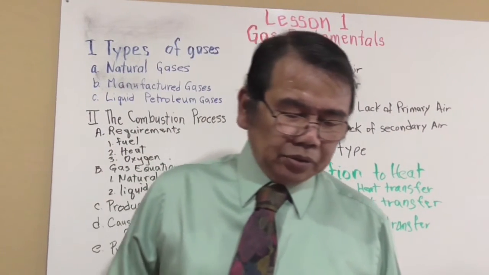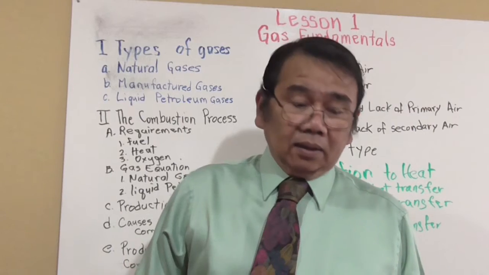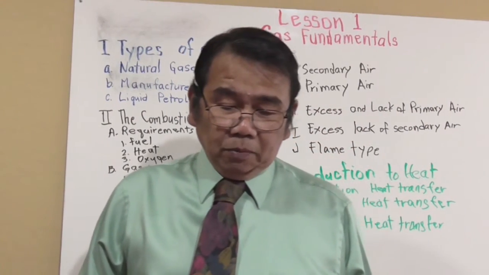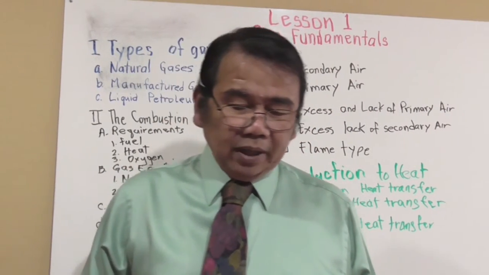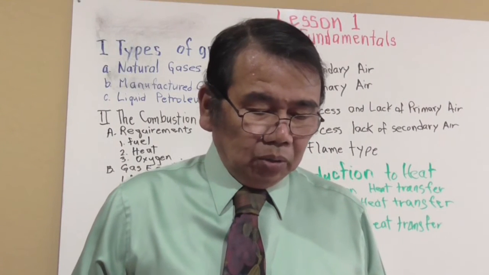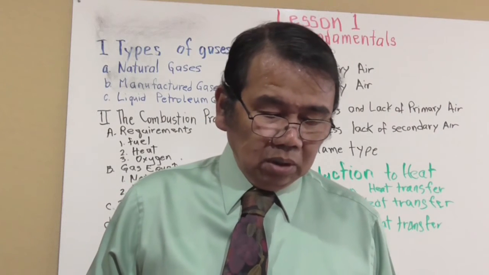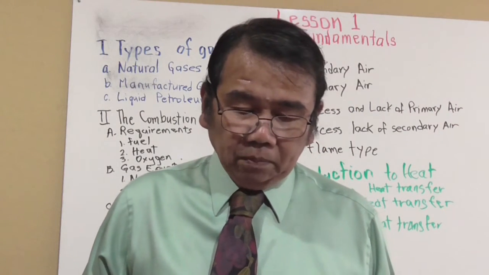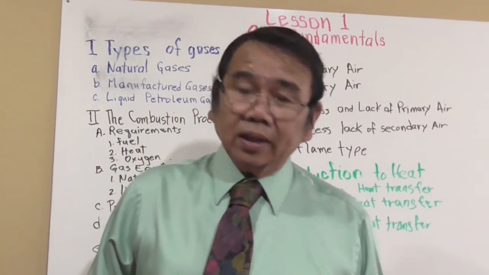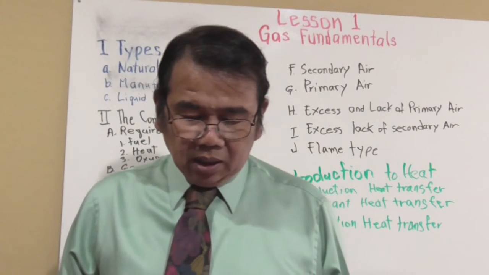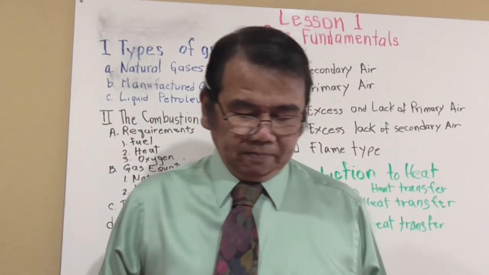Okay, products of combustion. If complete combustion is taking place, the products of combustion for natural gas will be 1 cubic foot of carbon dioxide, that's CO2, 2 cubic feet of water vapor, that's H2O, and approximately 8 cubic feet of nitrogen. So you have products of carbon dioxide, water, and nitrogen.